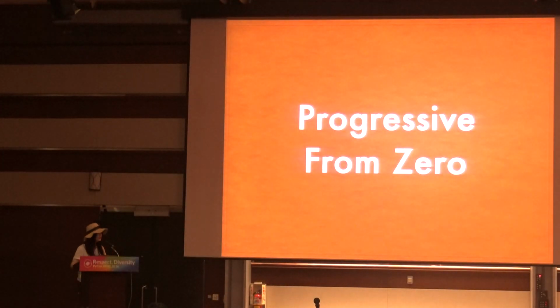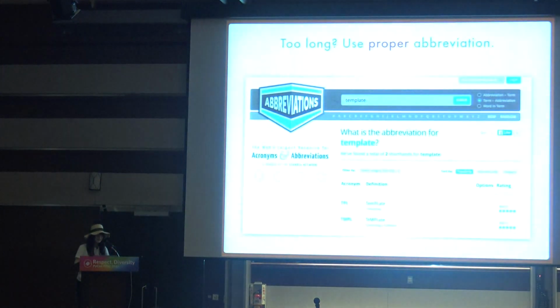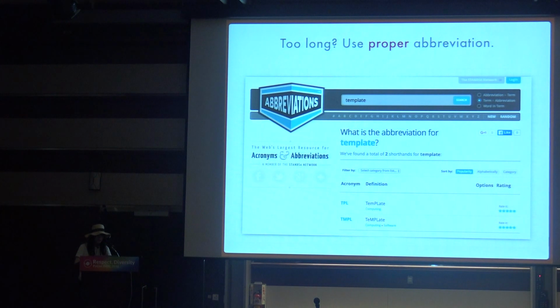Our second section is progressive from 0. The tip I just shared has some limits, because in some cases you can't make the effort you need to read go back to 0, but you can make it nearly 0. So if a name is too long, please use a proper abbreviation.